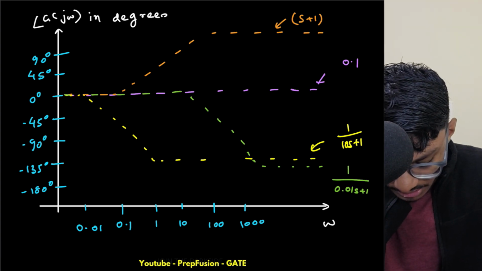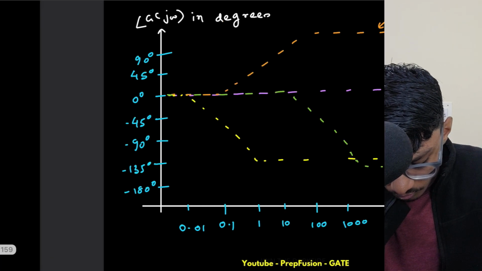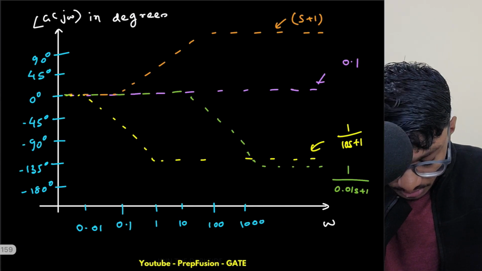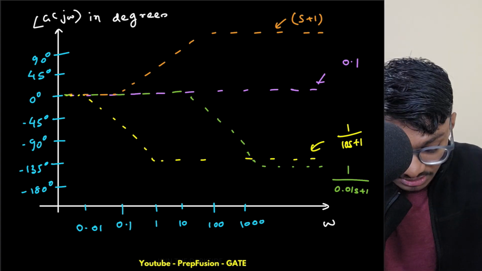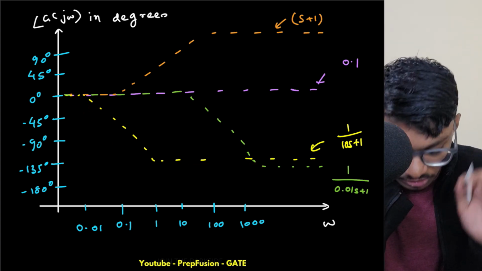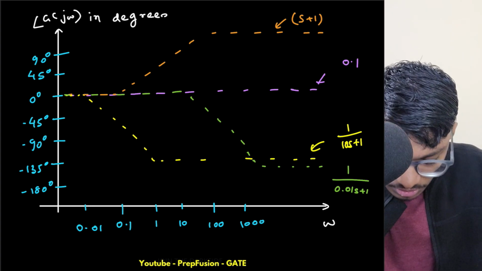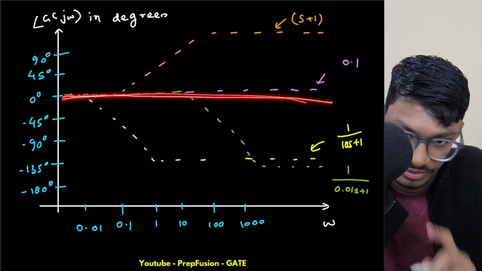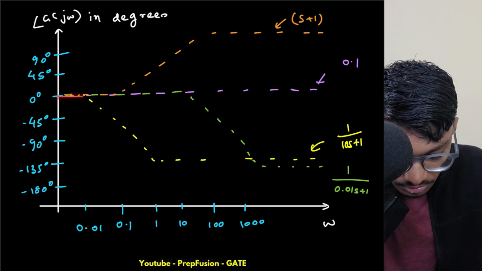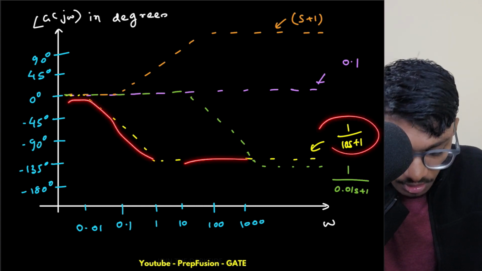Then what is happening? Suddenly at 0.001, we have a slope of minus 45 degree per decade. So this is minus 45 degree per decade. Then this is the individual plots. Let me explain the individual plots. So this is the constant magnitude plot. So this will give me 0 phase. Now this is the phase plot due to the pole.